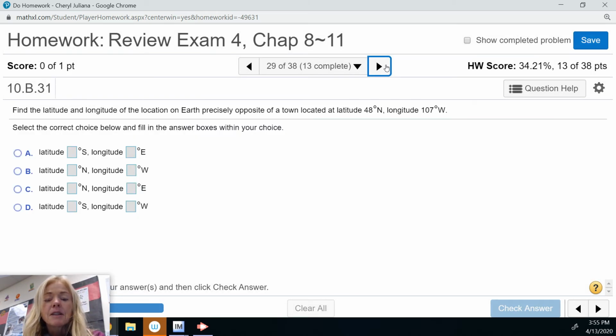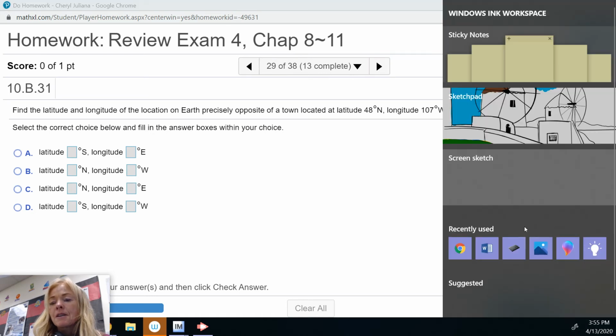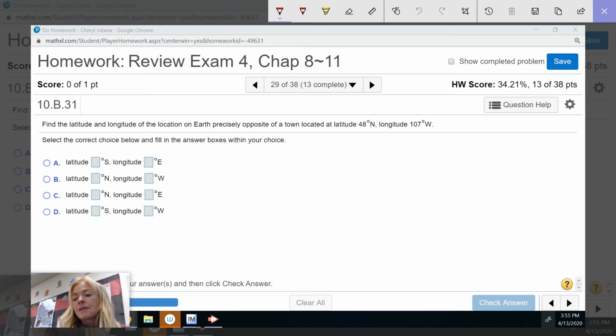And then next is 29. It says, find the latitude and longitude of the location on Earth precisely opposite of a town located at latitude 48 degrees north, longitude 107 degrees west. All right, so what we do with these, if we're moving straight across from a point, it's 48 degrees north, 107 degrees west.